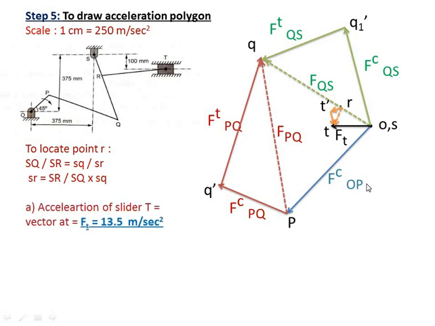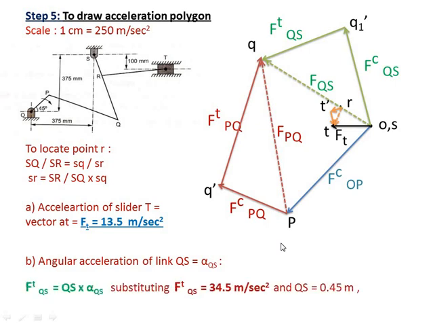Now we have to calculate the acceleration of slider T. So simply measure this dimension, the acceleration of the slider, multiplied by scale, it will give you the acceleration of the slider, 13.5 meter per second square. Now we have to find the angular acceleration of QS, alpha QS. We know the relation between tangential acceleration and angular acceleration: Ft is equal to r into alpha. R is the length of the link, alpha is the angular acceleration. So using this relation, we can find alpha.